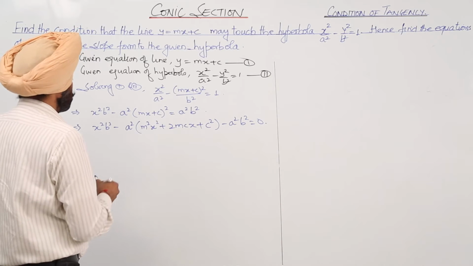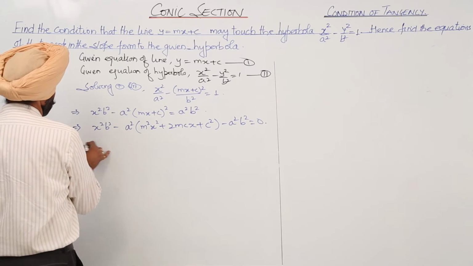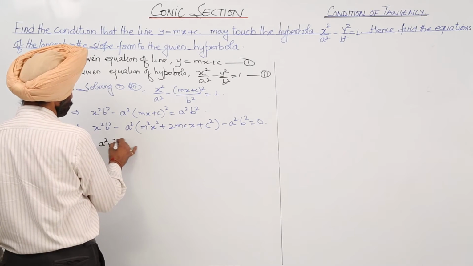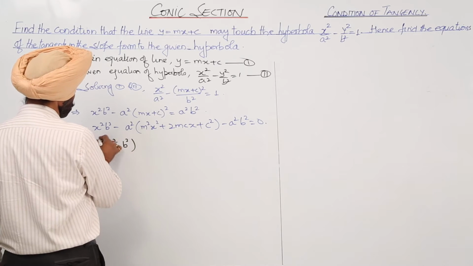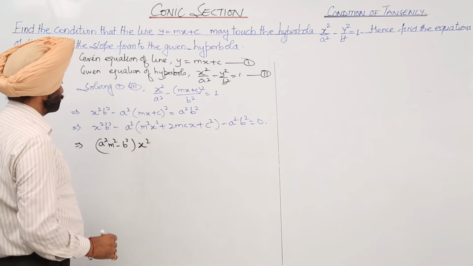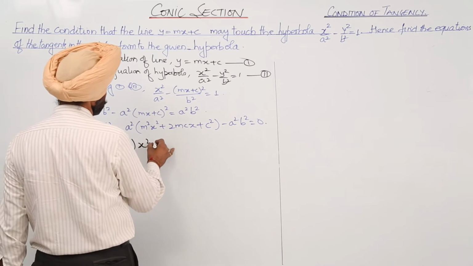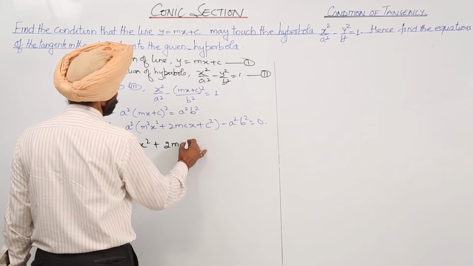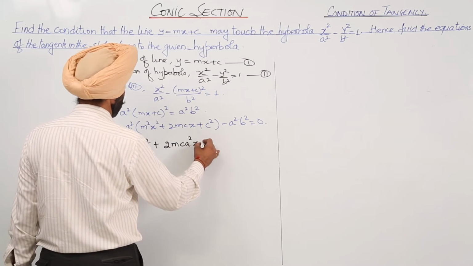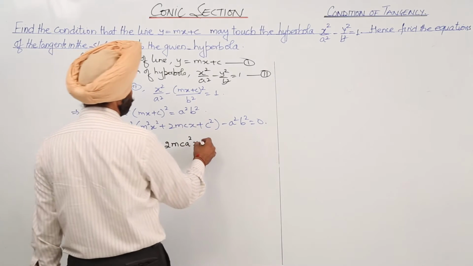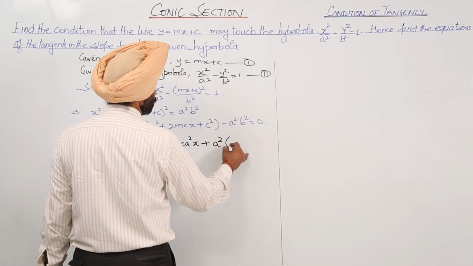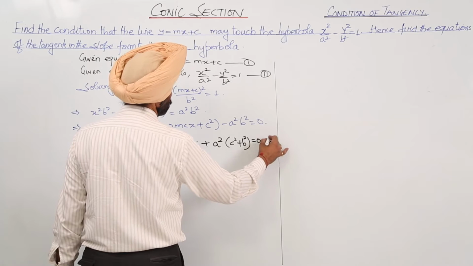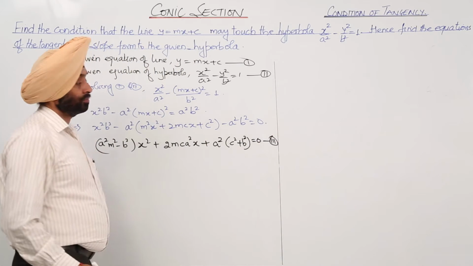Now further this becomes, taking this as a first part, (a square m square minus b square) x square plus 2mc a square x, this comes this side, plus a square with (c square plus b square) is equal to 0. This is equation number 3.